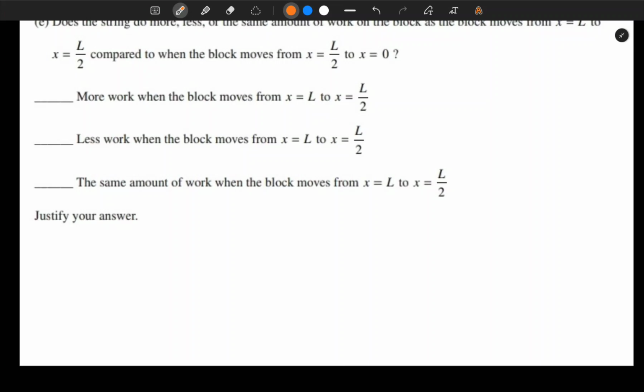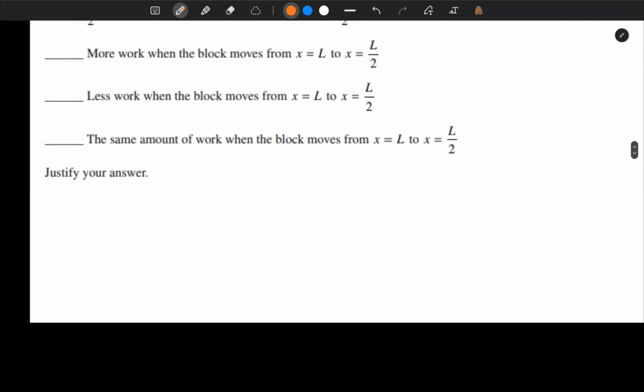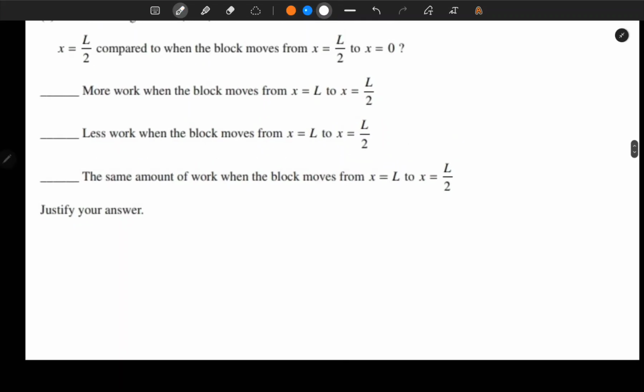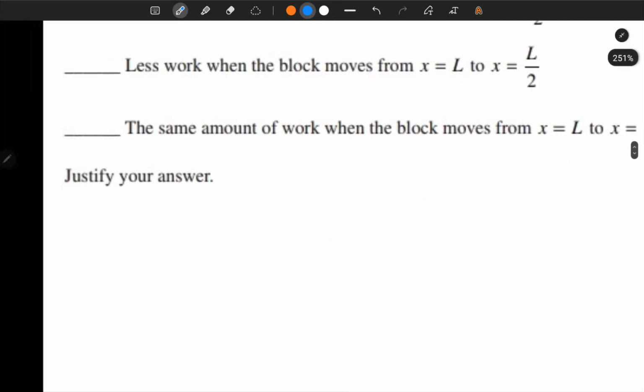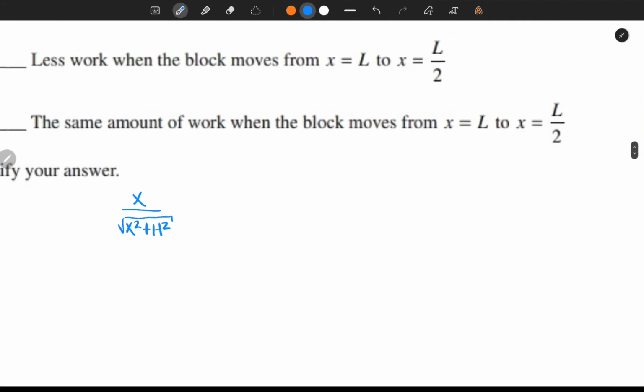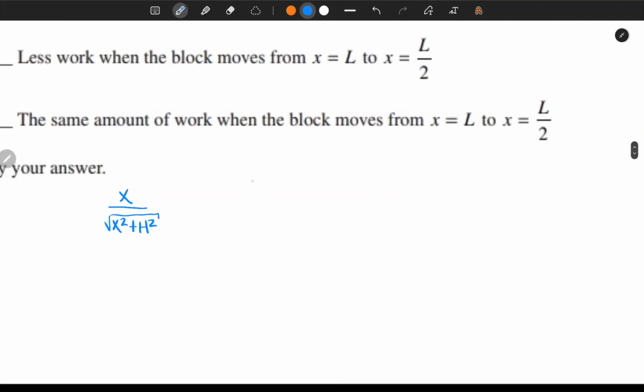Well, there are a few ways to go about doing this. Firstly, since you're given a calculator on this exam, you can simply plot the function to get an idea. That's not a proper justification for your answer, but if you're absolutely stuck and you have no clue what to do, you can just plot what the integrand is. The integrand is x over the square root of x squared plus h squared. You multiply it by Ft, but Ft is a constant, so it doesn't matter here. And when you plot this, you get the following.